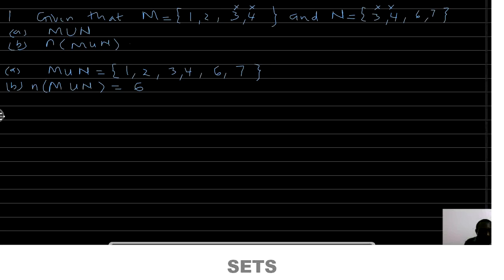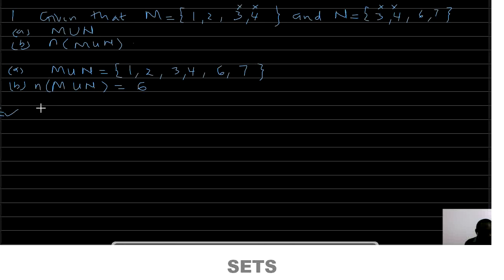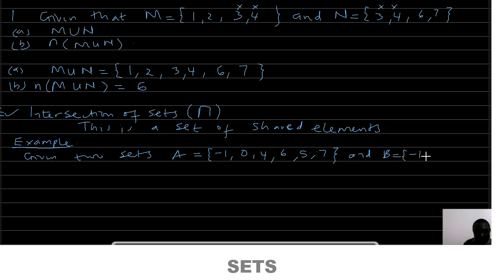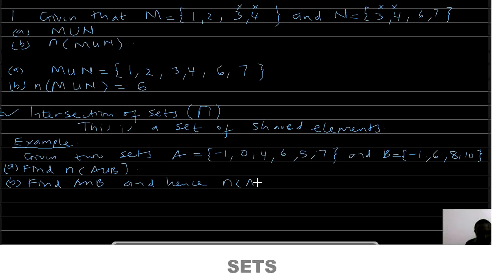The next terminology, intersection of sets, denoted by this symbol. This is a set of shared elements. We also have an example, given two sets, A which is equal to {-1, 0, 4, 6, 5, 7}, and B which is the set {-1, 6}. Find the number of elements in A union B, find A intersection B, and hence the number of elements in A intersection B.